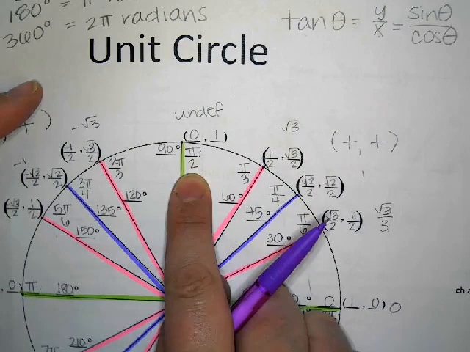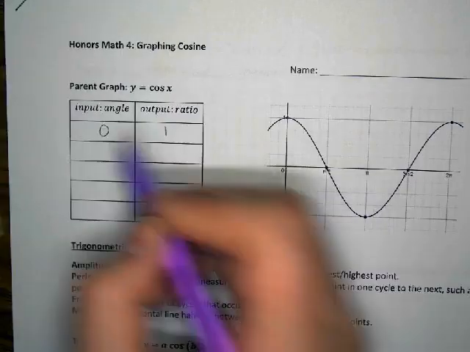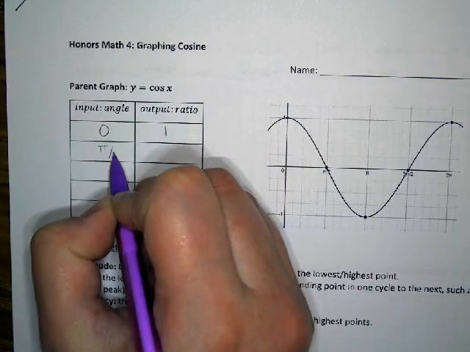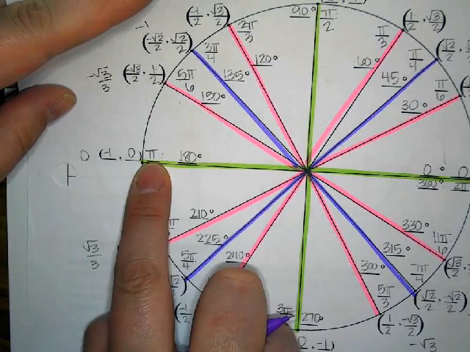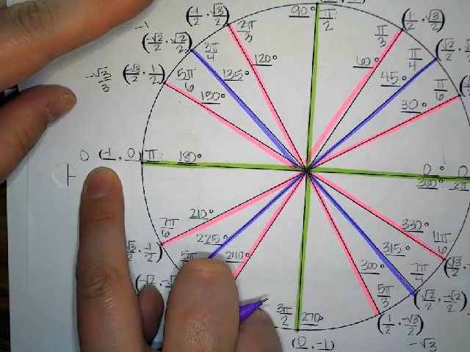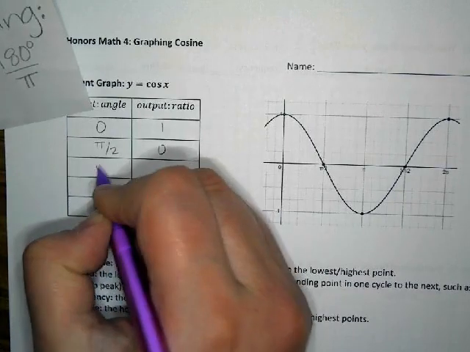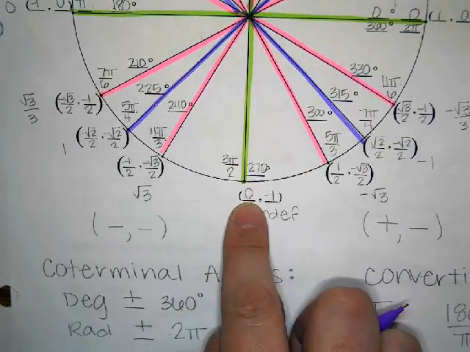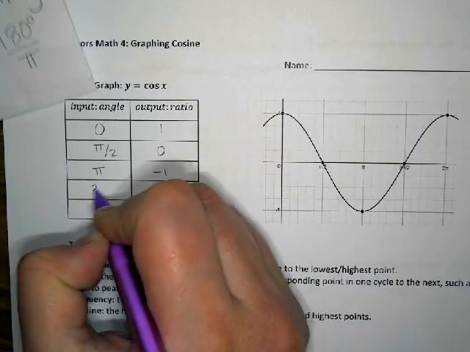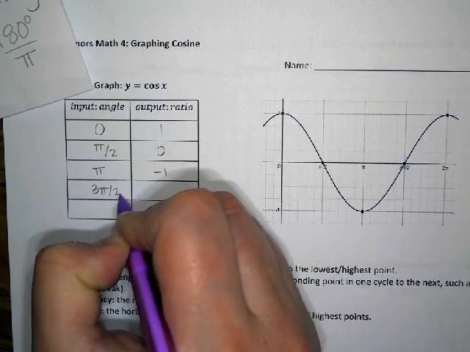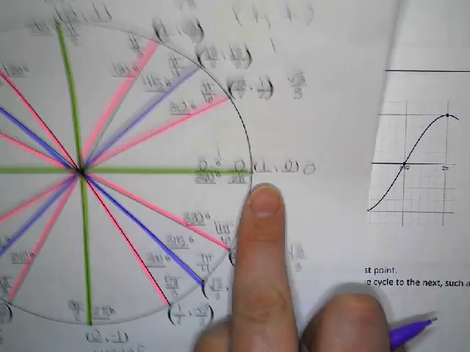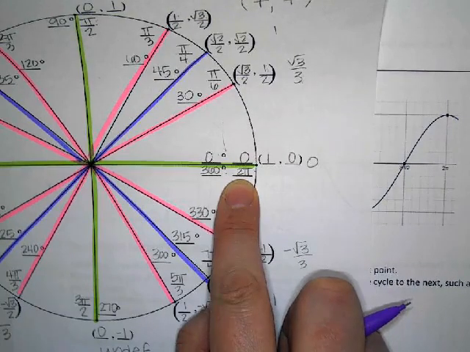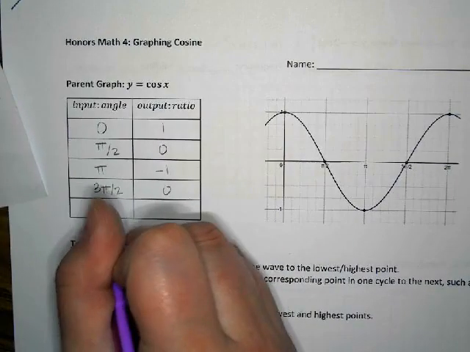Cos of pi halves radians is 0. Cos of pi radians is -1. Cos of 3 pi halves radians is 0. And cos of 2 pi radians is 1.